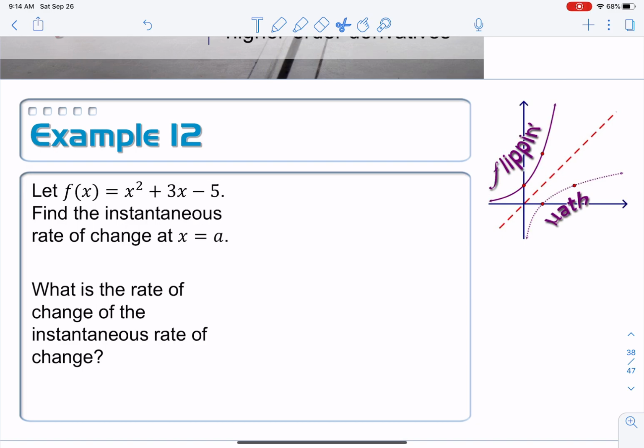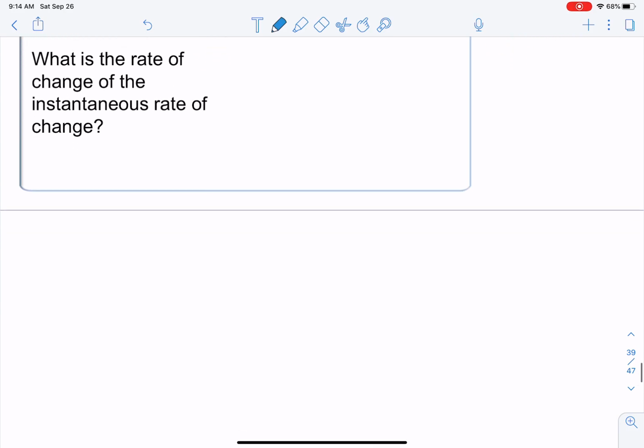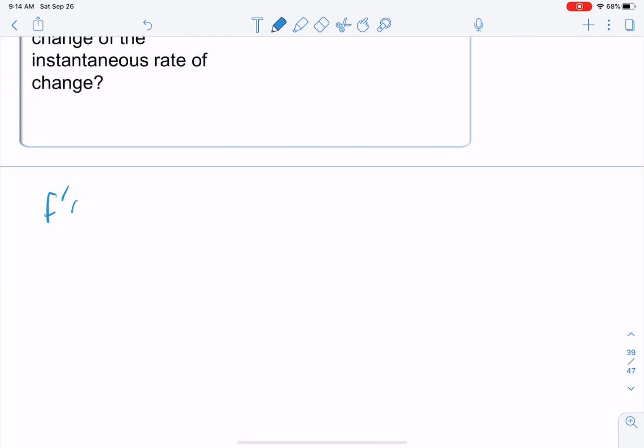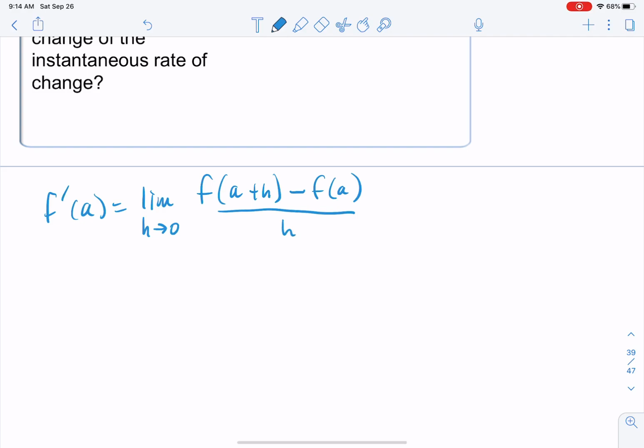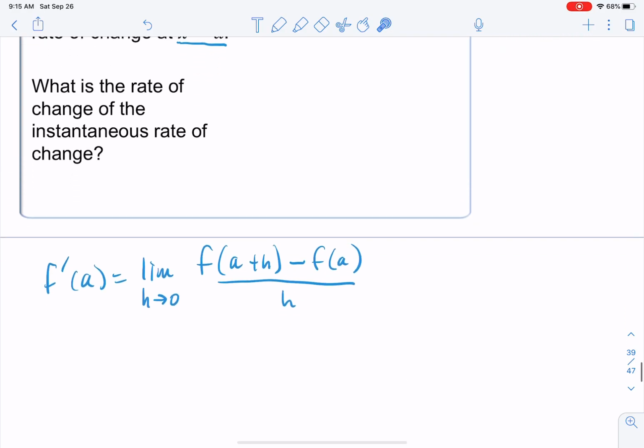Let's see. So, of course, the way we find the instantaneous rate of change at a is we have to take the derivative. We take f prime of a, which is equal to a limit as h goes to 0, and set it up like this. I want it at a, so it's f of a plus h minus f of a, all over h. And now I just plug this, of course, into my function here.